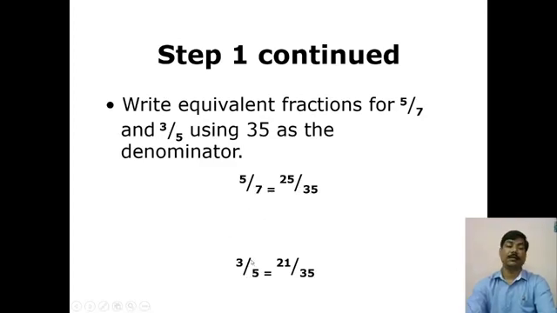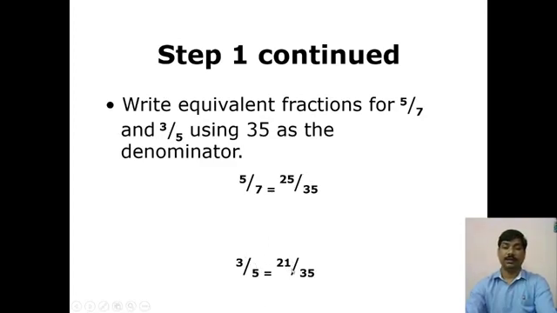Similarly, find the equivalent fraction of 3 upon 5 with denominator 35. So we are multiplying here by 7. So you have to multiply 3 by 7. So 3 multiplied by 7, we are getting 21, and we multiply 5 by 7, we are getting 35. In this way, now 25 upon 35 is equivalent to 5 upon 7, and this 21 upon 35 fraction is equivalent to 3 upon 5.